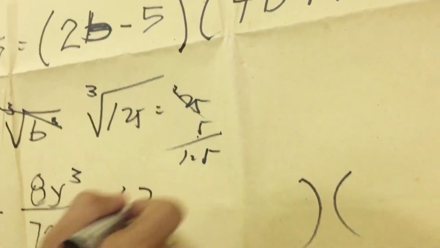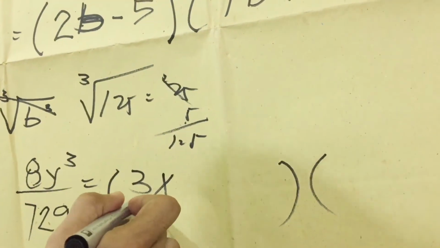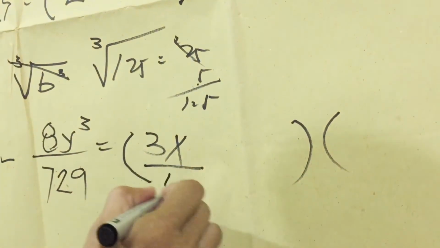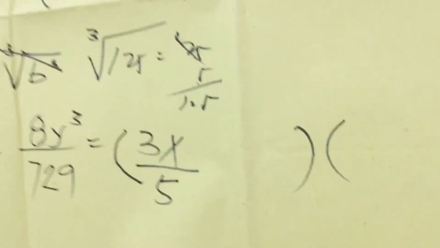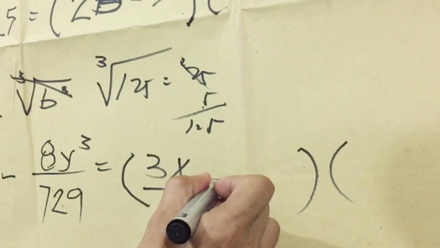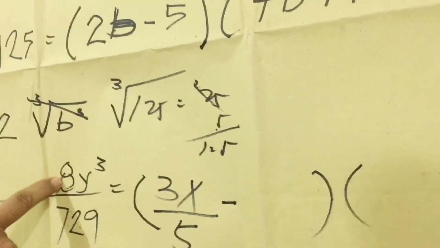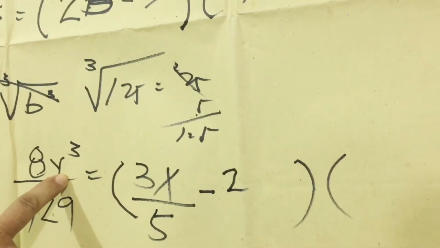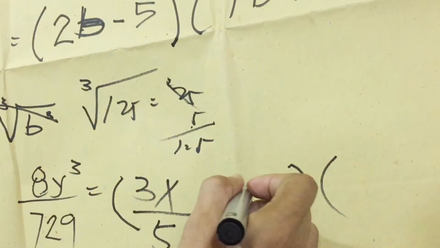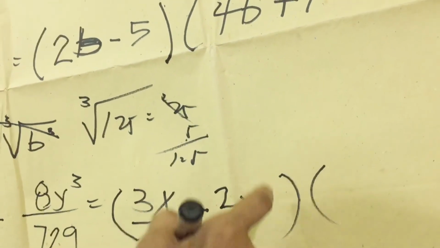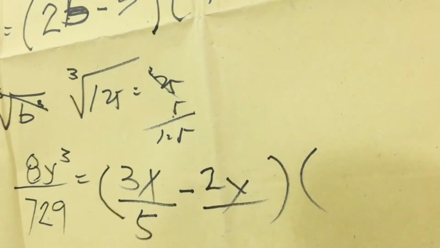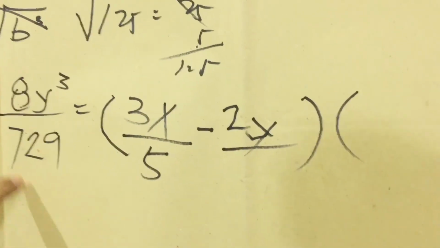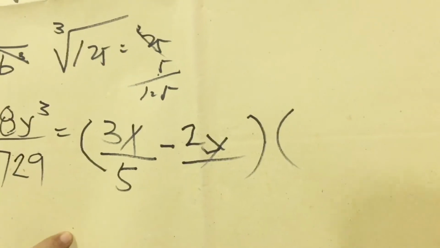Then for the x cubed, we have x, then over 125, the cube root is 5. Then here we have negative, just only copy. And the cube root of 8 is 2, because 2 times 2 times 2 is 8. The cube root of y cubed is y, because y times y times y equals y cubed, over 729. The cube root of 729 is 9, because 9 times 9 times 9.